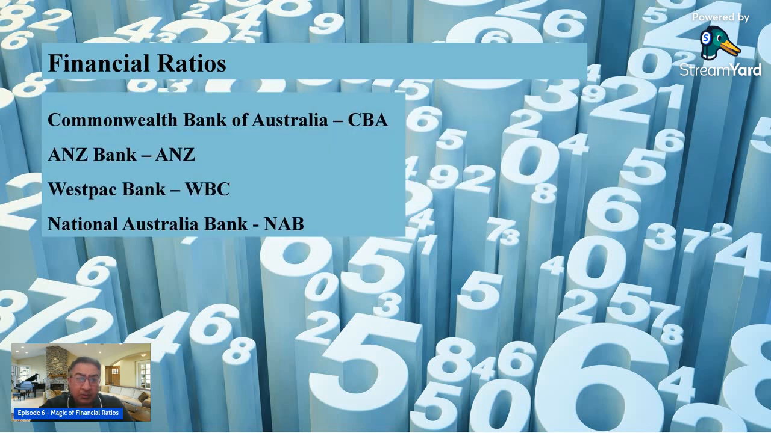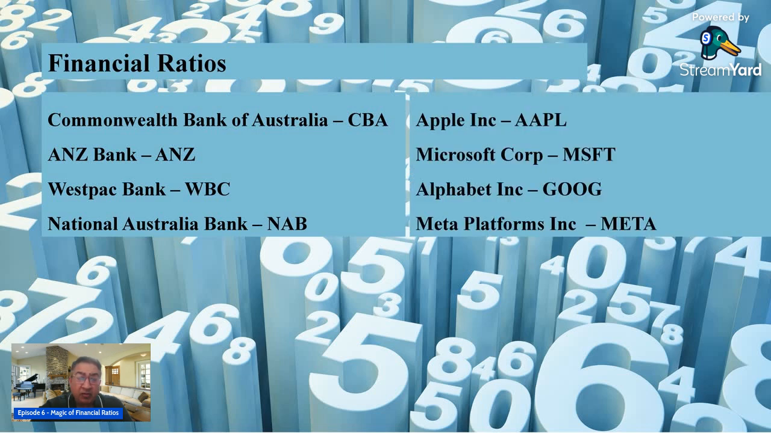The first group is the four large banks in Australia: Commonwealth Bank of Australia, ticker symbol CBA; ANZ Bank; Westpac Bank, ticker symbol WPC; and National Australia Bank. The second group that we will look at is the large US technology companies, which is Apple, Microsoft, Alphabet, which is the parent company of Google, and Meta Platforms, which is the parent company of Facebook.